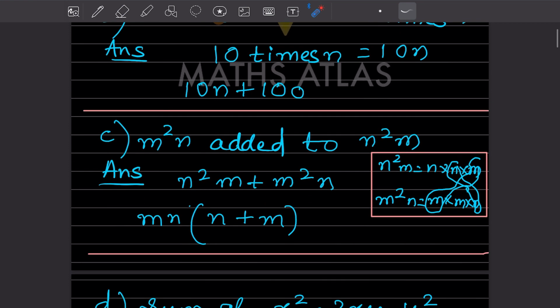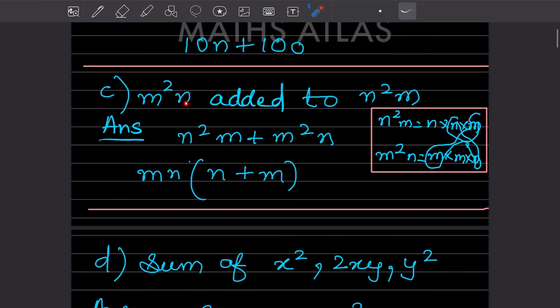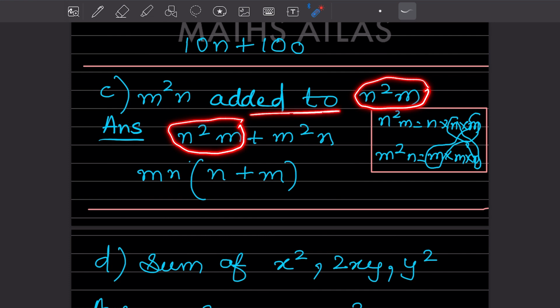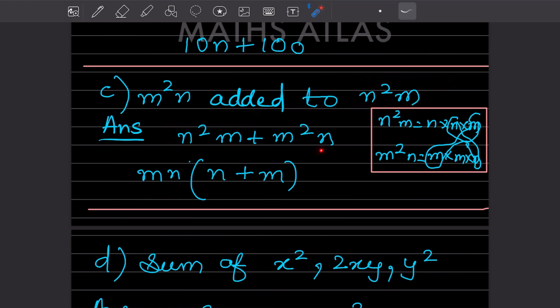Okay, now look at here. This is important now. m square n added to n square m. Okay, so now you know added to. So what are you going to do when it is added to this one? This one should be first. So you will write here n square m, because this is added to. So this should come first, and then you are adding m square n to it. Now what I have done is because we have to take the common factor between this one.